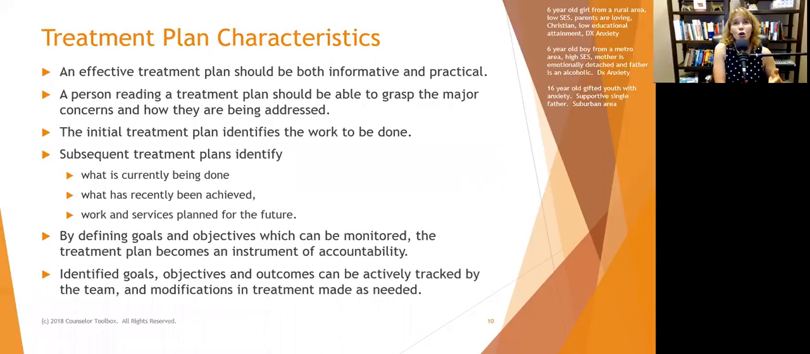By defining goals and objectives which can be monitored, the treatment plan becomes an instrument of accountability. So if you're going through the recipe, you have steps that you check off, and they're yes or no steps. Did it or did it not get done? And it provides accountability. If you're repairing something, again, you have the checklist, or when you're putting together a piece of furniture. Oh my gosh, I hate putting together furniture, but you have accountability.